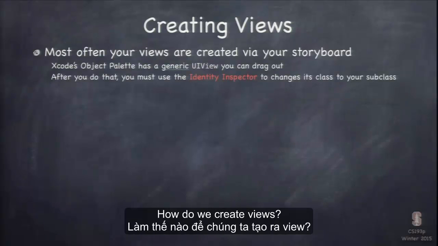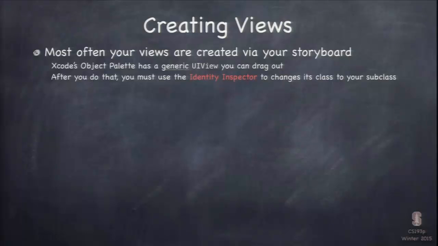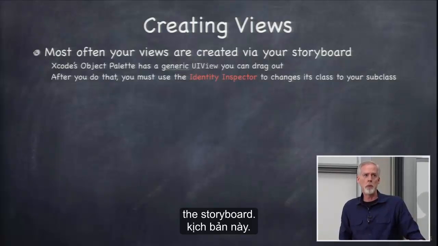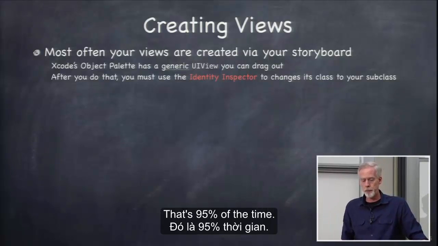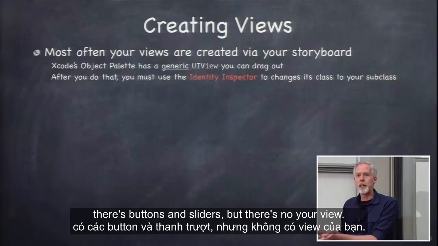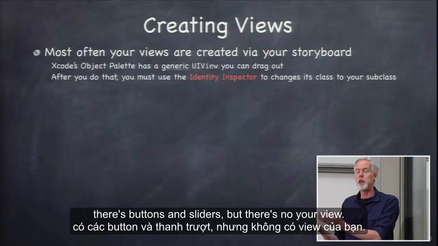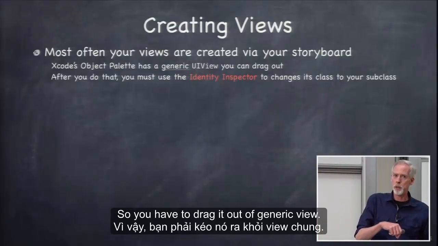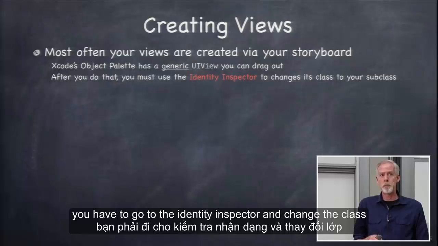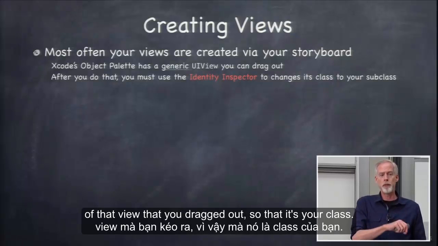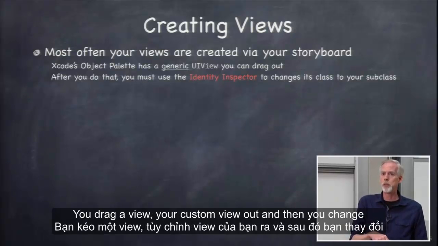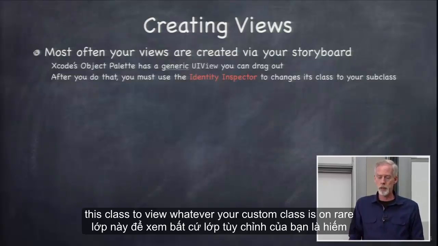Okay, so creating views. How do we create views? Most often, views are created by dragging them out into your storyboard. That's 95% of the time. But of course, your views aren't sitting in the object palette. There are buttons and sliders, but there's no custom view. So you have to drag out a generic view. It's at the bottom of the palette. You just drag it out. Once you drag it out, though, you have to go to the identity inspector and change the class of that view you dragged out so that it's your class. So it's a two-step process. You drag your custom view out, then you change this class to be whatever your custom class is.